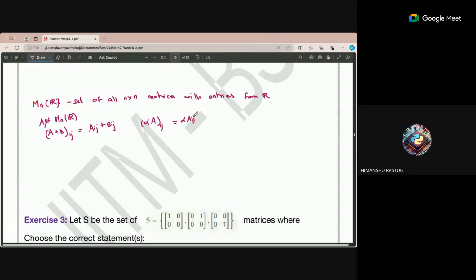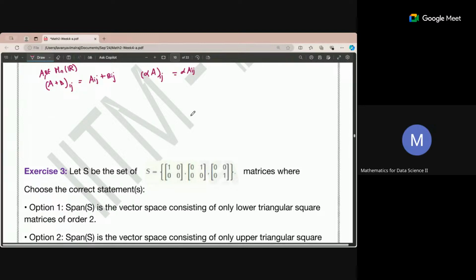Yes, ma'am. Under this usual addition and scalar multiplication, this forms a vector space. There are several subspaces for this vector space, which we will consider throughout this course. Here is one such example. Let S be the set of vectors, the matrices 1, 0, 0, 0, 1, 0, 0, 0, 1.